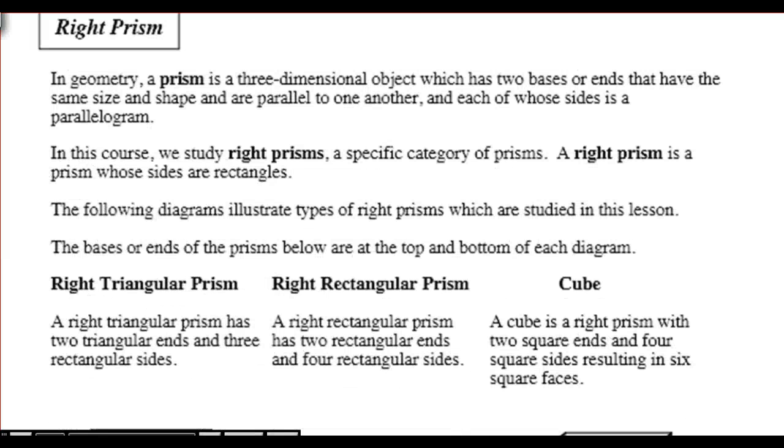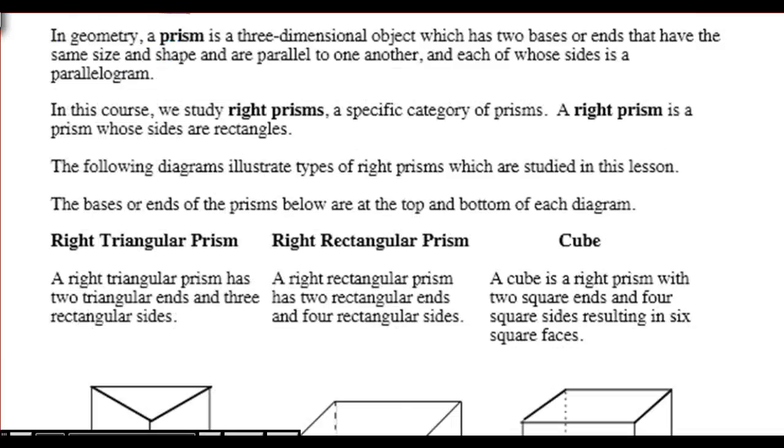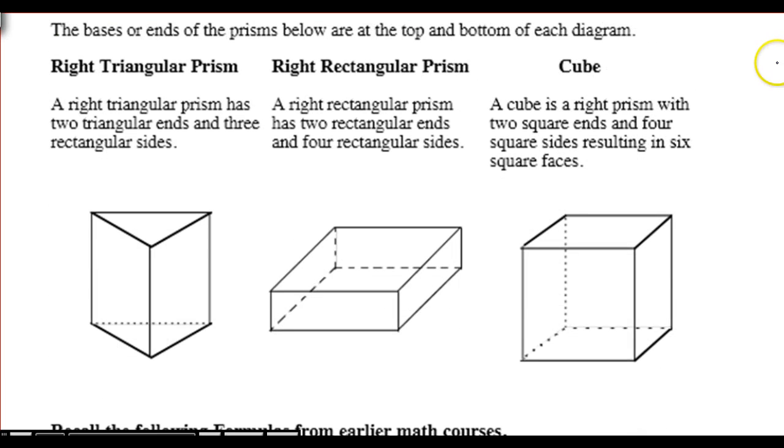Okay, specifically, we're going to be looking at right prisms, and the key thing with right prisms is that the sides of the prism are rectangles. There's all sorts of prisms you can get. They're just three-dimensional objects. But right prisms are prisms whose sides are rectangles. Okay, so that's important. And again, you can read some of this right here for some more specific definitions. You've come across this before. We get a triangular prism, a rectangular prism, and then we have the common cube.